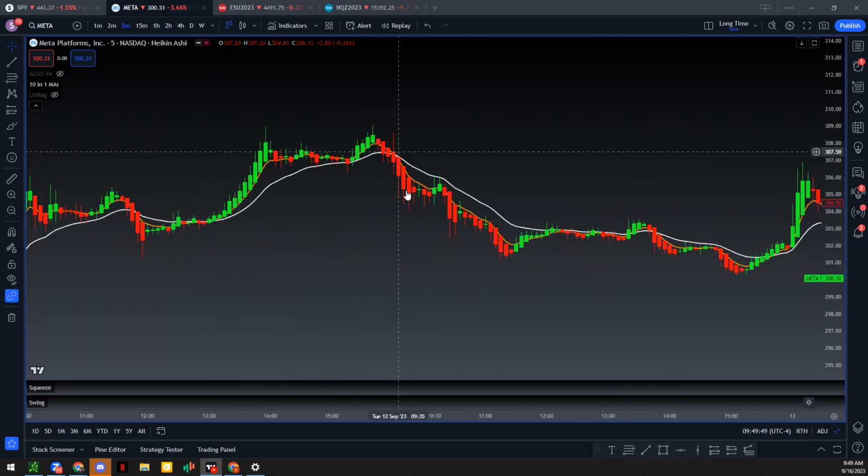6 and 17 crossover. Nice pullback. Bearish Heikin Ashi, no wick at the top. Had a little play of consolidation. We made money. Look where it came to. Previous level of support. Wow. That's crazy.